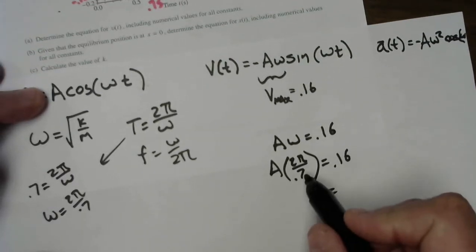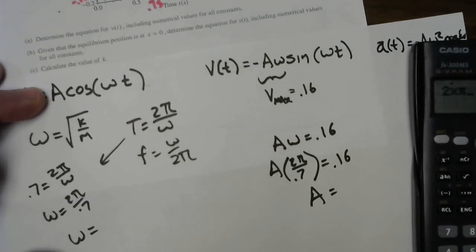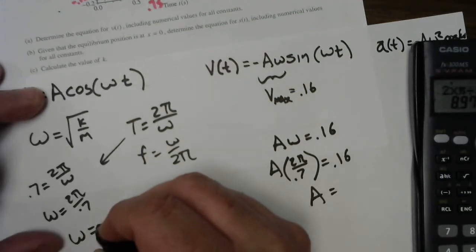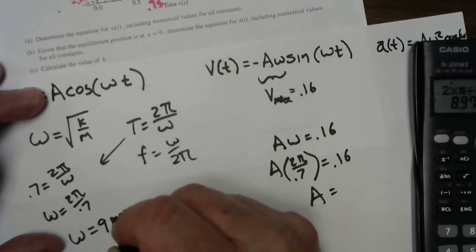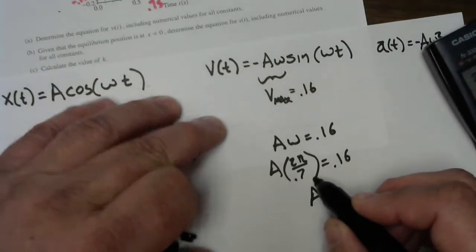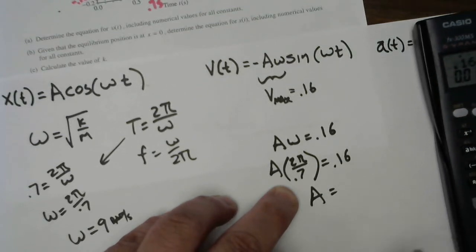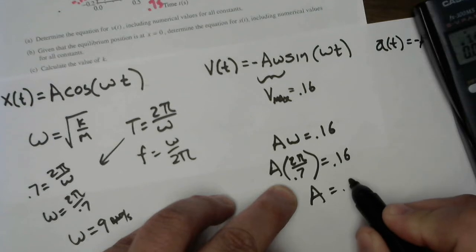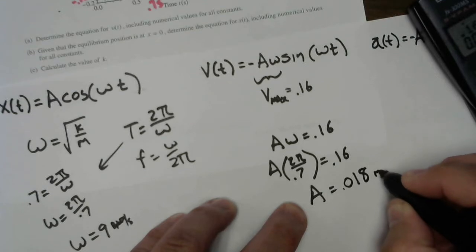Now I don't know if I want to leave this 2 pi in here. Let's get actual numbers for these things. Omega is going to be 2 times pi divided by 0.7, and that looks like 8.975. Why 8.97? I'm just going to call that 9 radians per second. Okay, good. And now A times 9 equals 0.16, so 0.16 divided by 9 equals, it looks like A equals 0.1777, so let's call that 0.018, and that's the amplitude, in meters.